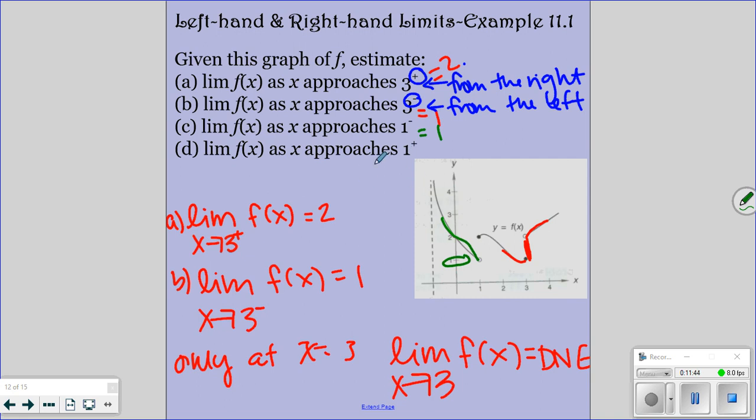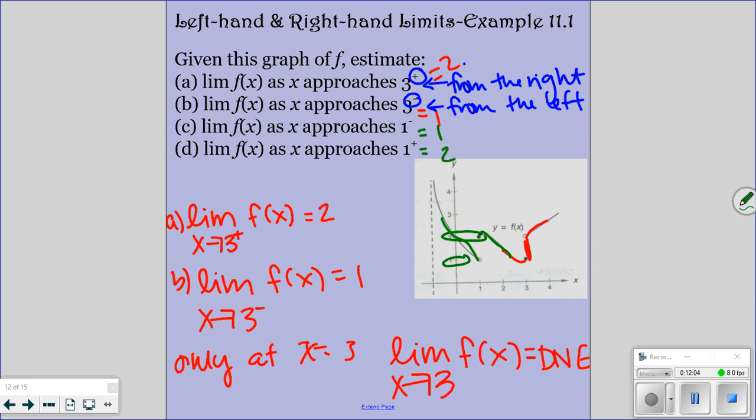Now we want to approach 1 coming from the right because it's a plus sign. So here's 1. If we start to the right of that and we approach it, we're getting close to what y value as we get closer to 1. The y value is a 2 here. So this one would equal 2.